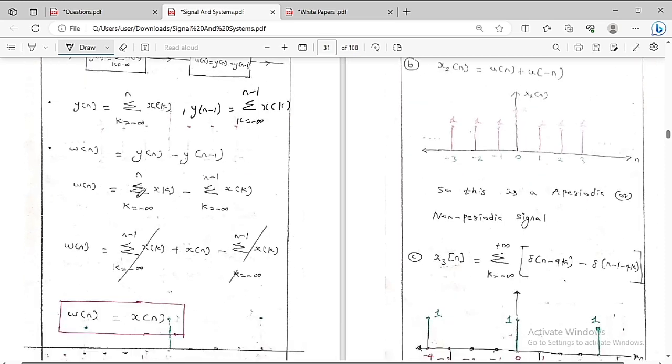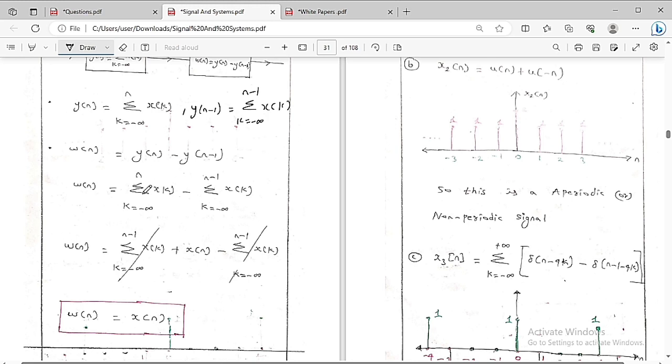The first one I can write as the sum up to n minus 1 terms plus the nth term: sigma k equals minus m to n minus 1 of x of k plus x of n. The nth term is x of n. Minus this one. These two are the same but with opposite signs, so they are going to cancel. The only thing that remains is x of n. So omega of n is nothing but x of n. What I did here is first I got y of n, then I found the value of y of n minus 1, and I did the subtraction of these two things.